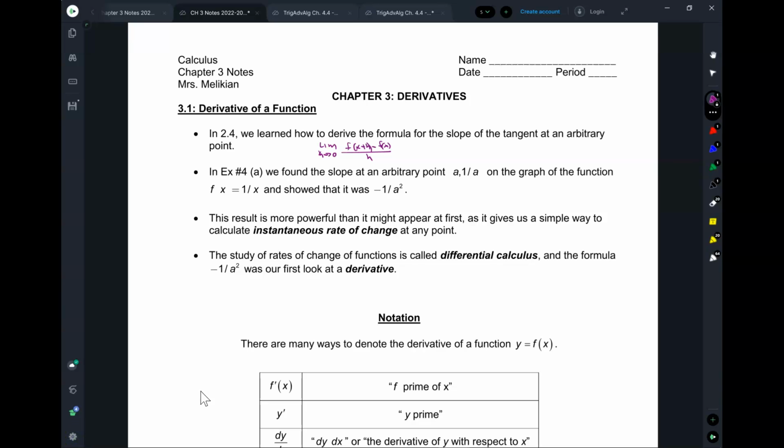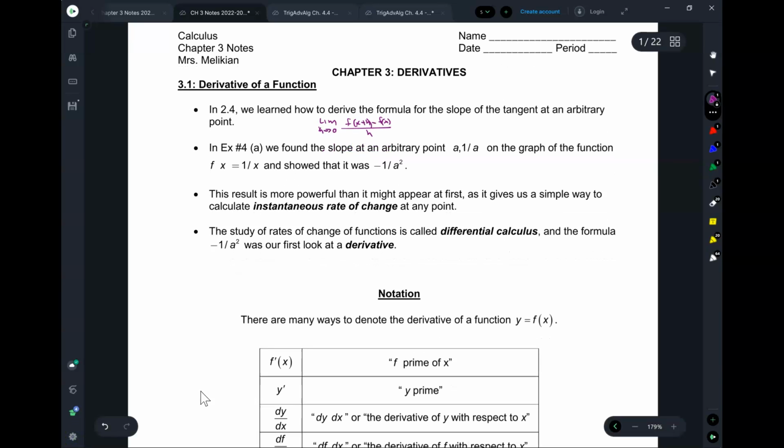We found that in example 4. When we had the function 1 over a, the slope of it we showed was negative 1 over a squared. We did that using that formula in the purple, and that's what we did.